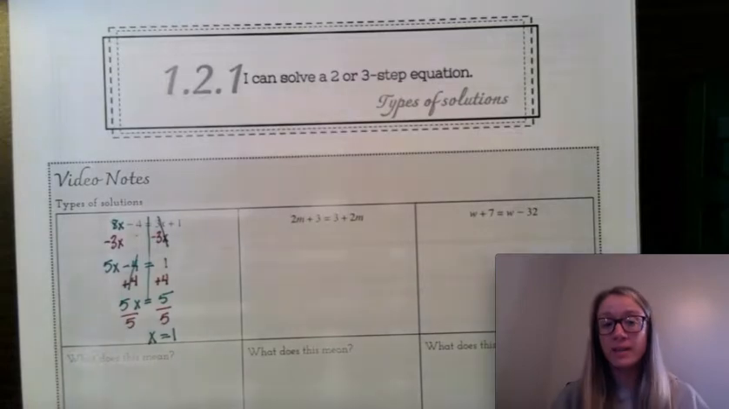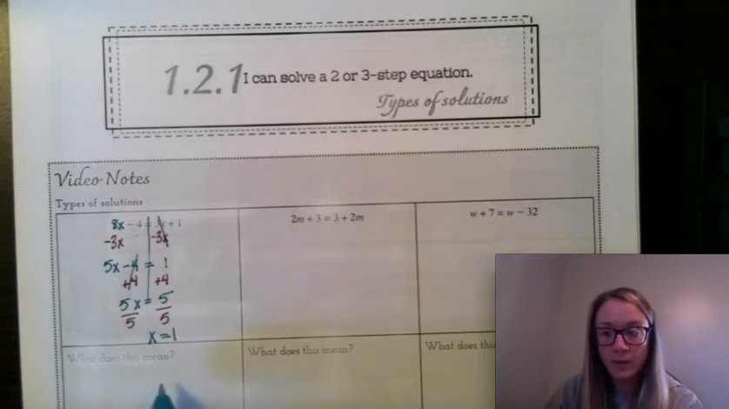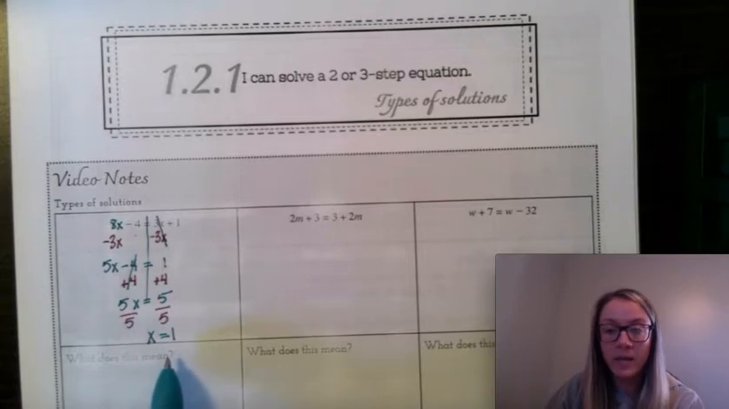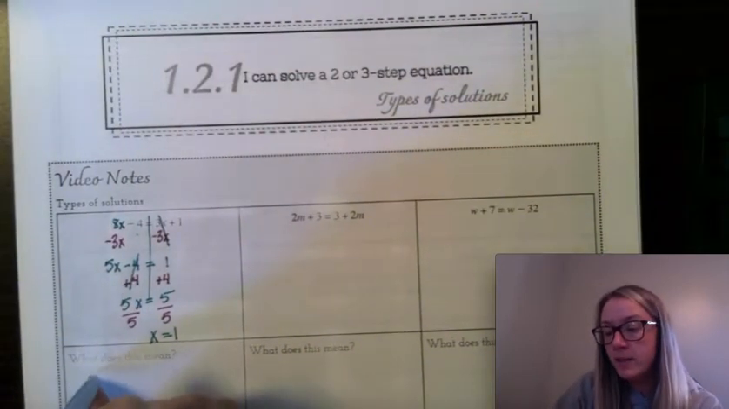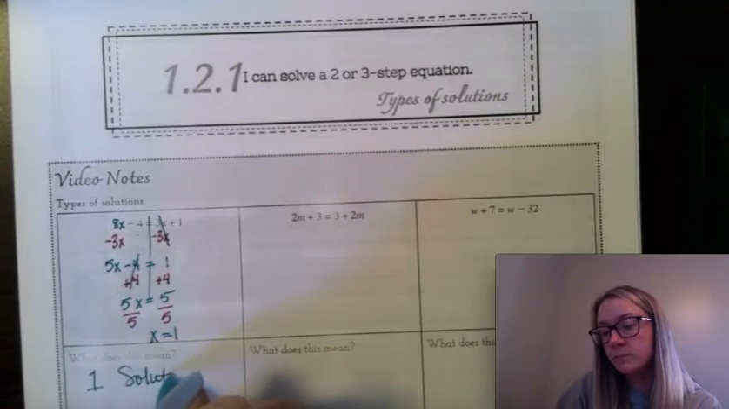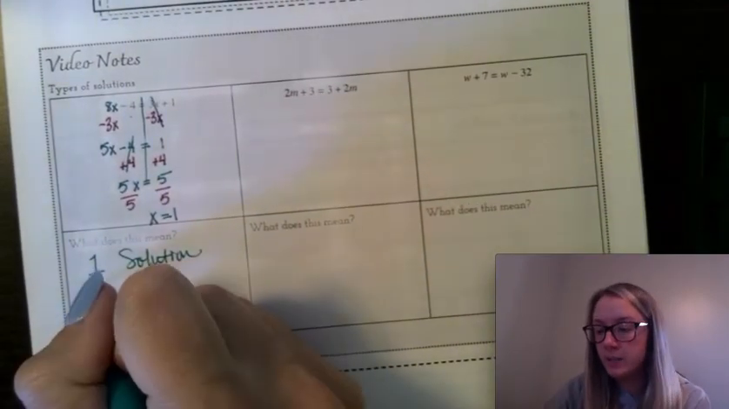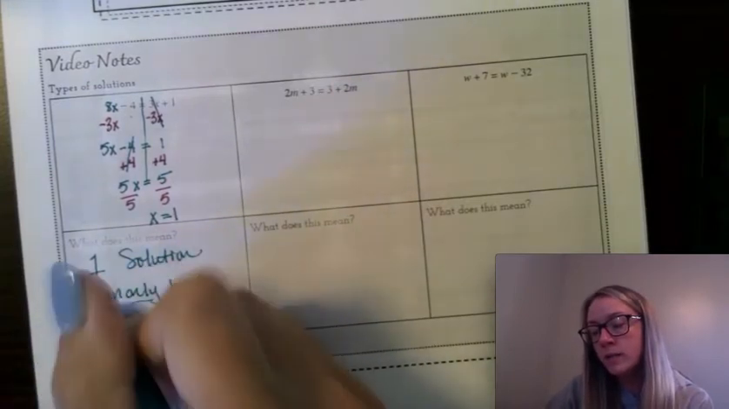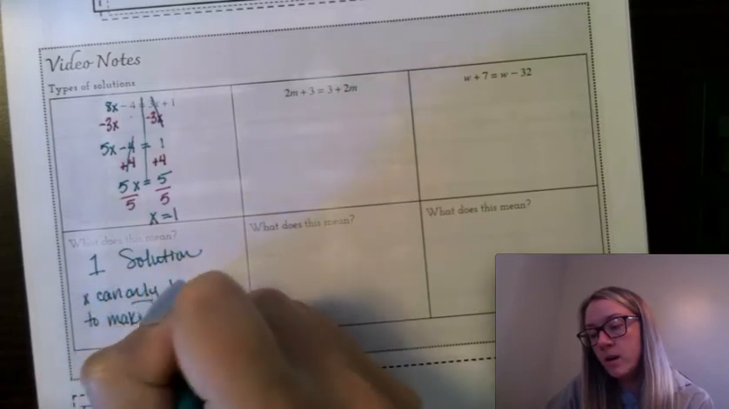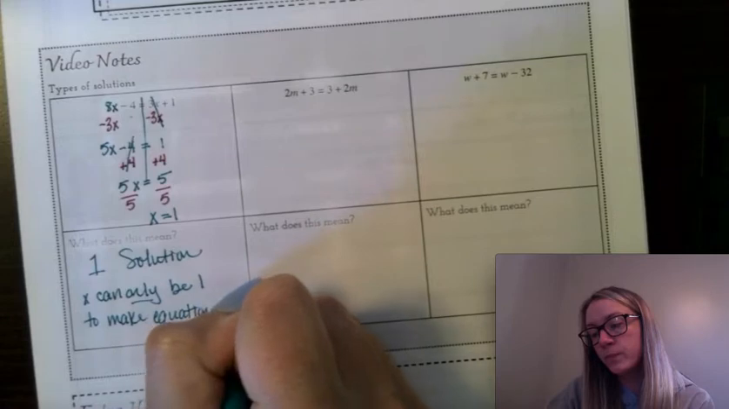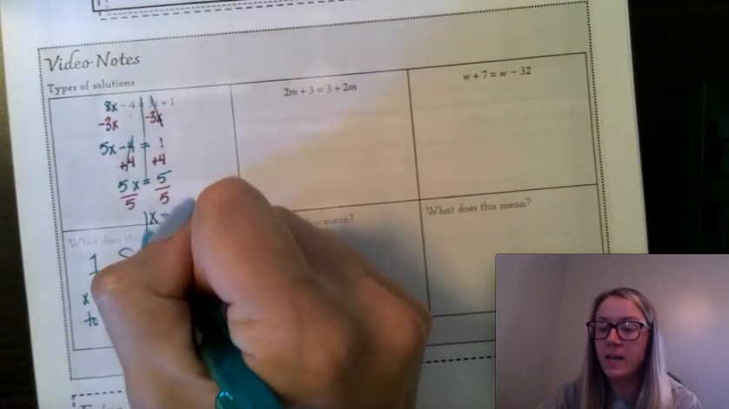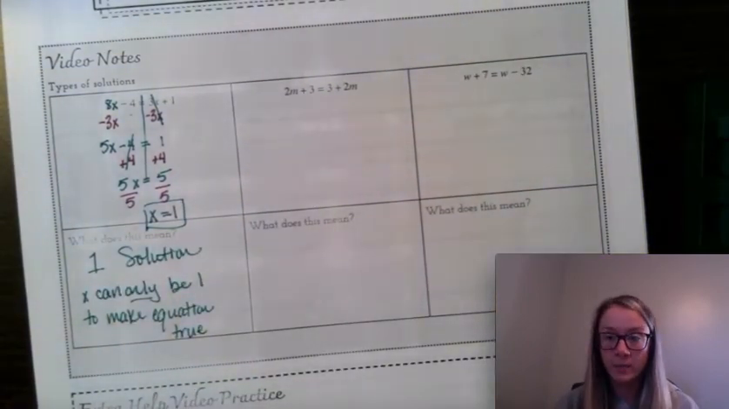This doesn't look anything different from what we have been doing. So what this means is there's only one value for x that makes this true. X can only be a positive 1. X is not any other number. So this means there is one solution, and x can only be 1 to make our equation true. This will happen the majority of the time, so we are solving for that one solution, and we happen to get x equals 1. So we would say our answer is x equals 1.